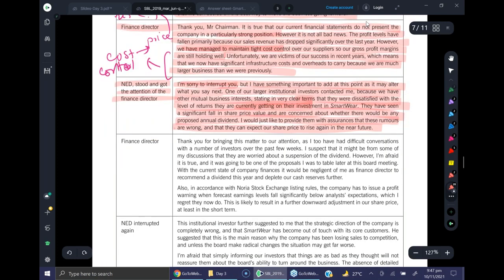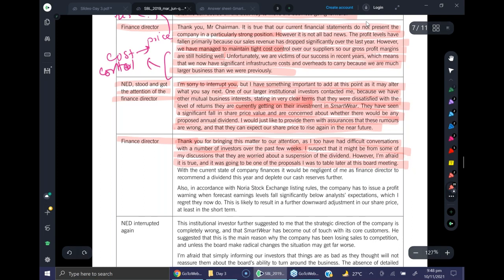Finance director says, thank you for bringing this matter to our attention, as I too have had difficult conversations with a number of investors over the past few weeks. I suspect that it might be from some of my discussions that they are worried about a suspension of the dividends. However, I'm afraid it is true, and it was going to be one of the proposals I was going to table later at this board meeting.